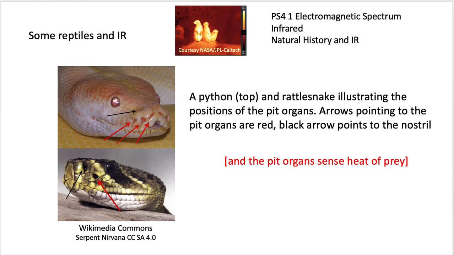And some reptiles and how they use infrared. Got an image of a python and a rattlesnake. Both have pit organs which can sense the heat of the prey, and so using the near infrared to do that. And you've got the black arrows going to the regular nostrils of the reptiles.